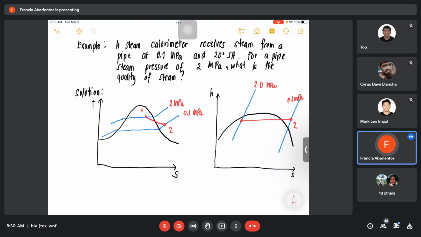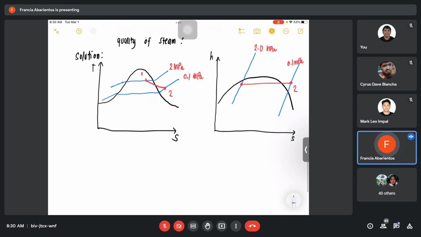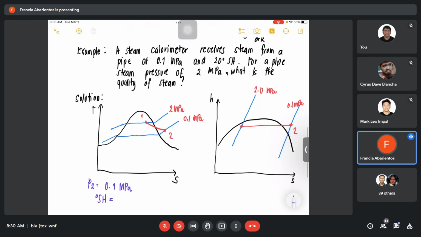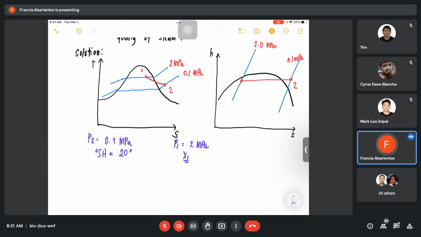Given to us are the pressure at point 1 and the pressure at point 2. Now, the pressure at point 2 is 0.1 MPa. That is the pressure at point 2, class. The degree of superheat given in the problem is 20 degrees. The pressure at point 1, class, is the 2 MPa, and the required is the quality at point 2. So we solve now using this specification or data.